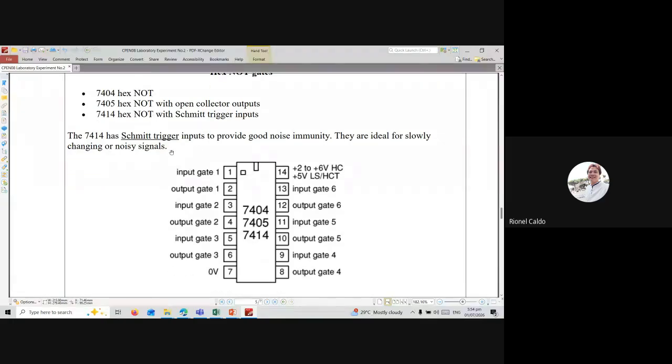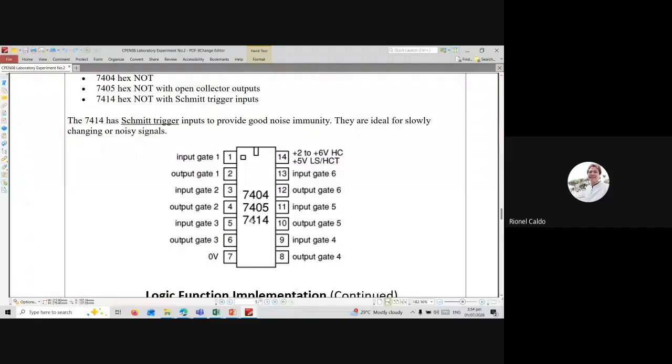The 7414 has Schmitt trigger inputs that could provide good noise immunity. They are basically ideal for slowly changing or noisy signals. But then again, as you can see here, the pins for this different series ay pare-pareho lang, 'di ba? Pin 14 again is for the VCC, pin 7 again is for the ground, pins 1, 3, 5, 9, 11, 13, these are the input gates, and then the output gates are 2, 4, 6, 8, 10, and then 12.